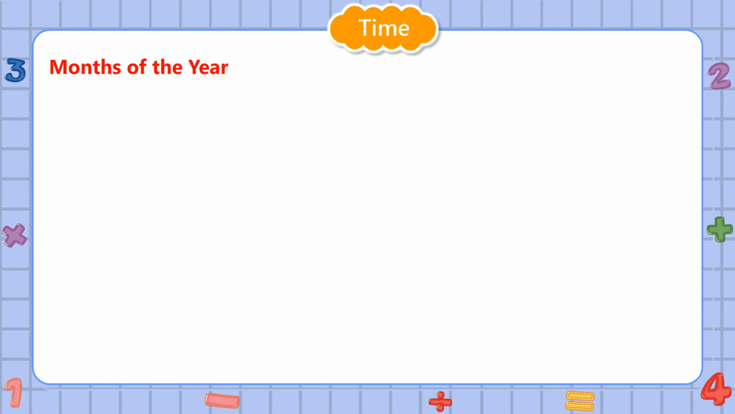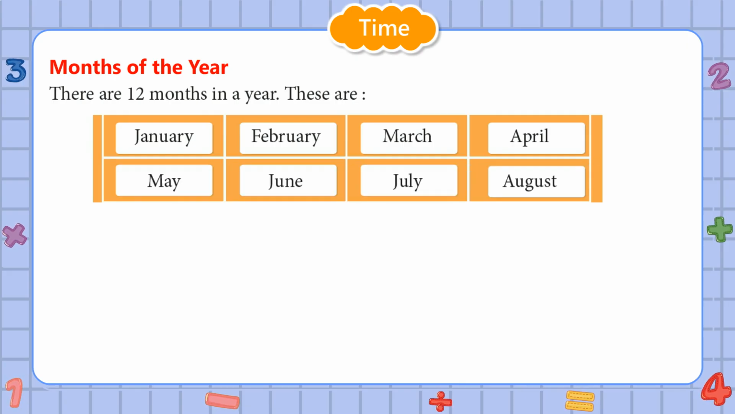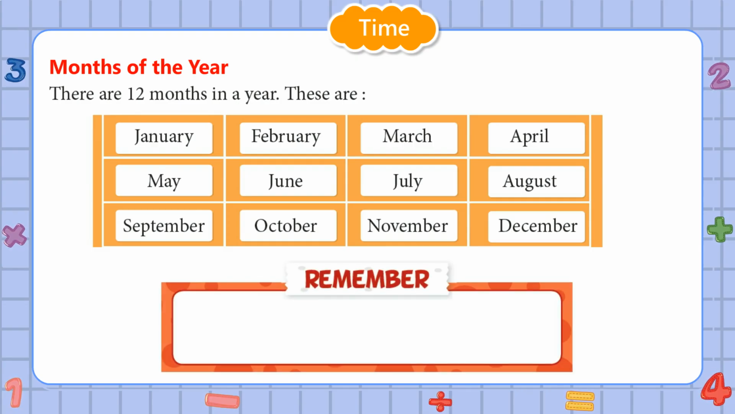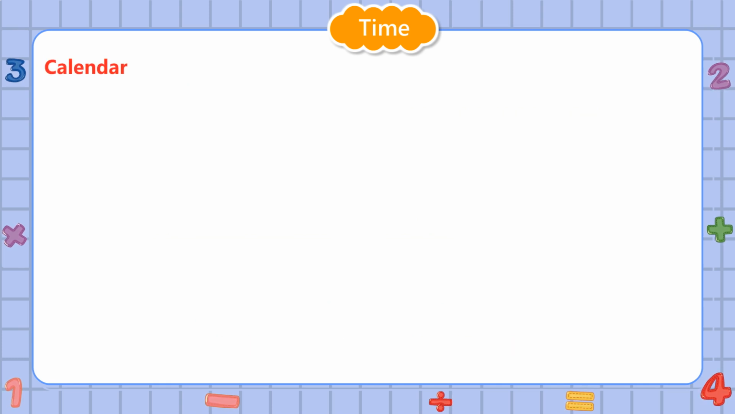Months of the year. There are 12 months in a year. These are January, February, March, April, May, June, July, August, September, October, November, December. Remember, January is the first month of the year. December is the last month of the year.